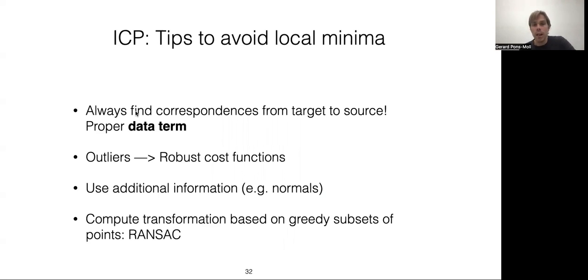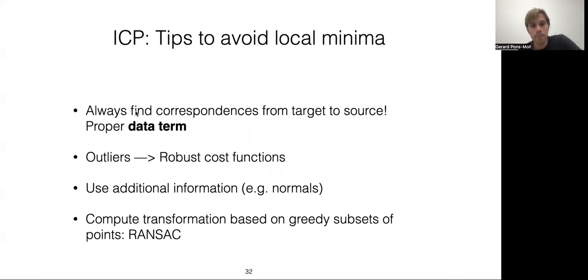Then if you have outliers, which is typical, for example wrong correspondences or noise in the target scan, you can use robust cost functions. Unfortunately, I think we don't have time to cover those in this course, but essentially you can apply a function that looks like an L2 close to 0, but then flattens out, such that points that are too far away are basically ignored by the algorithm. Or we could use an L1 and so on.